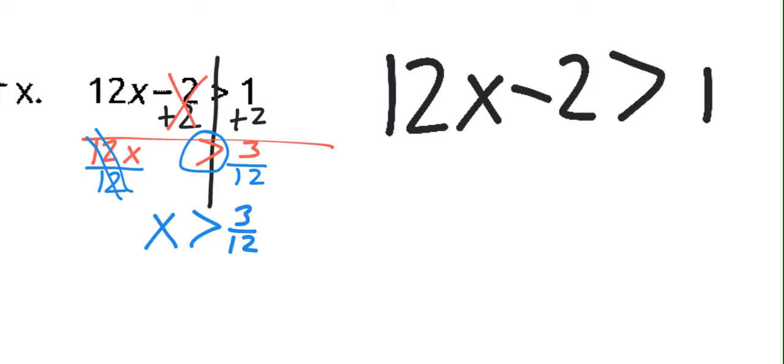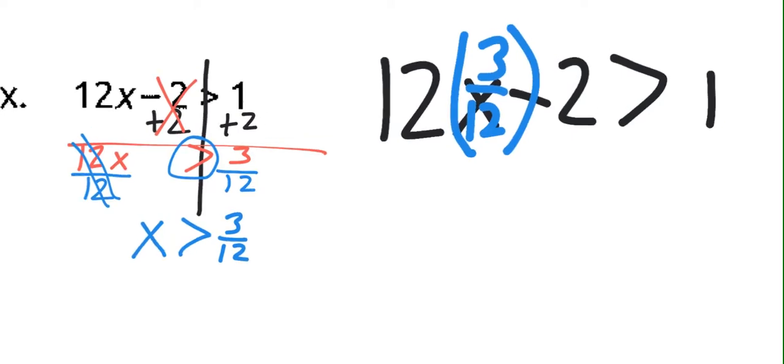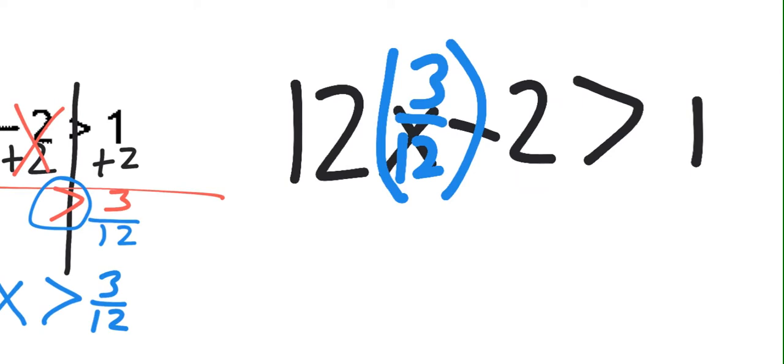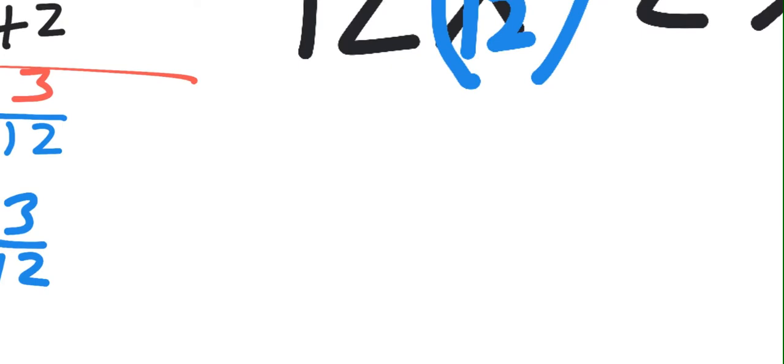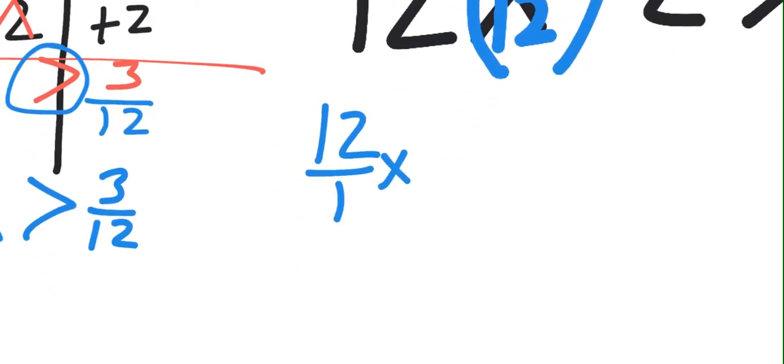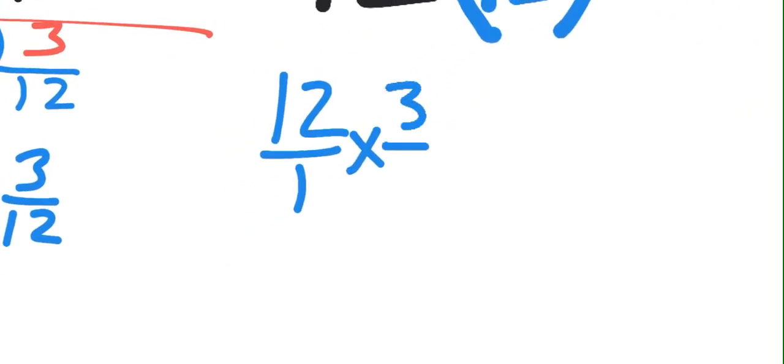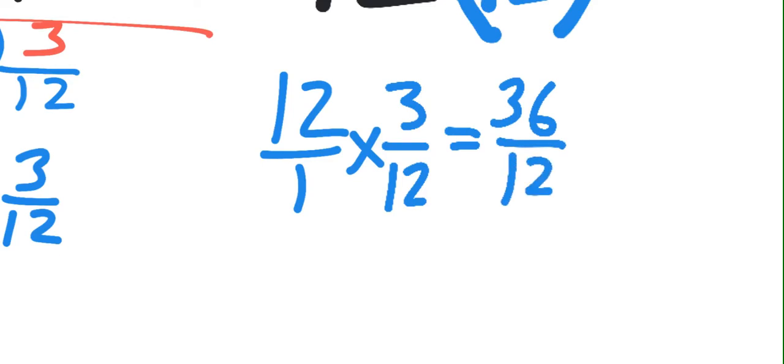But what I'm going to do is take that 3/12 and plug it in right here. This is multiplication because those two numbers are right next to each other. So this is going to be a couple different things. Hopefully you guys know how to multiply integers and fractions. It shouldn't be too bad, but I'm going to show you this part real quick. That 12 has to be 12 over 1, and it's going to be times the 3/12, and you multiply straight across. 12 times 3 is 36. 12 times 1 is 12. And 36 divided by 12 is just 3.